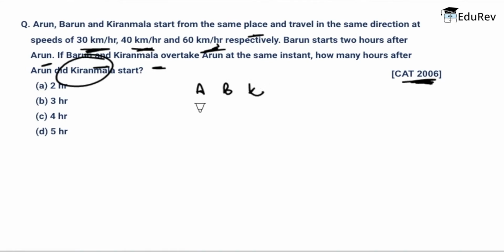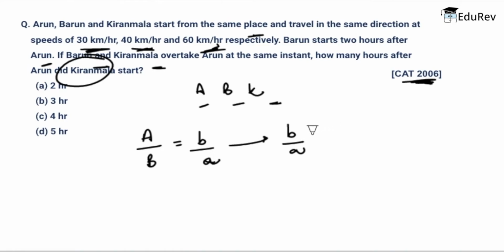It's going to be A, B and K. Now here the distance, this is going to represent the speed of what? Arun, Barun and Kiran Mala. So the distance constant, I could say that A by B equals to what? B by A, that is, these are the speeds and the small ones are the distances. So a by b, and this will be equal to what?